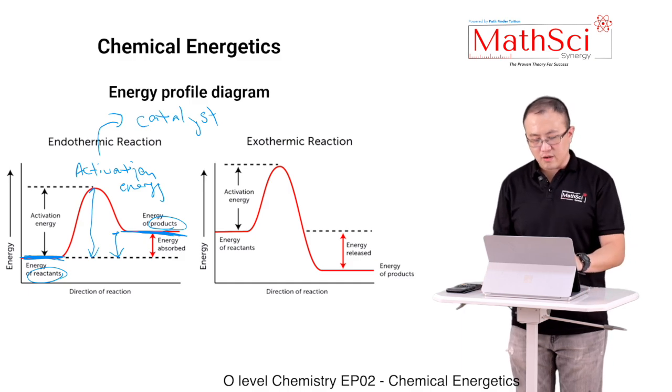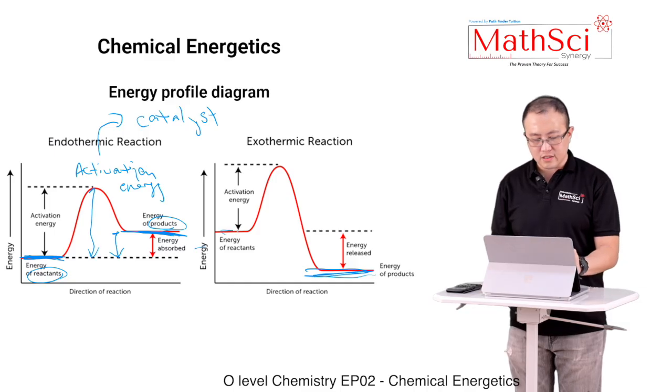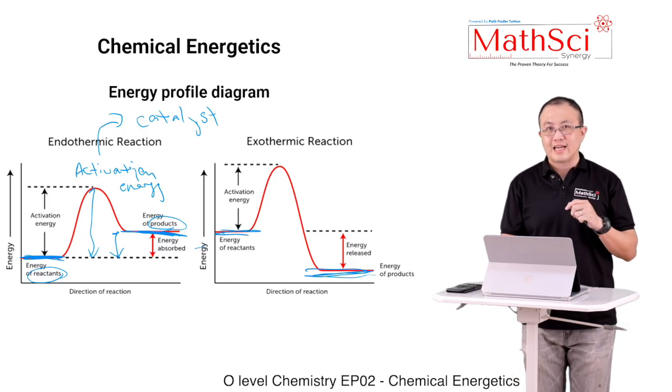So the right side is the one where you give up energy, because the end point is here. This is the product, this is the reactant. So you actually have less energy at the end.